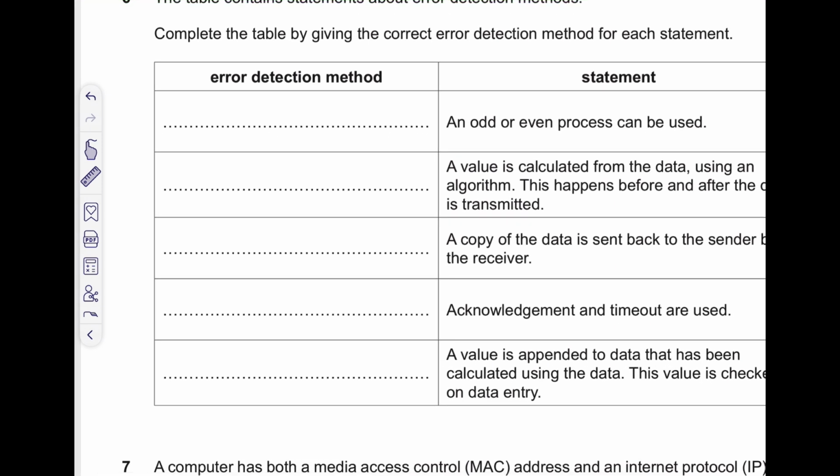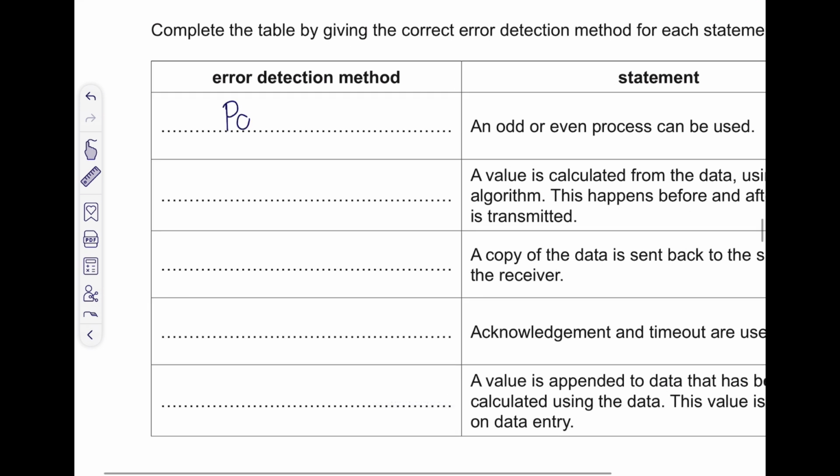First of all, it says that an odd or even process can be used. Obviously, this is parity byte or parity check. That is when you decide on what parity you want to use for all of your data.